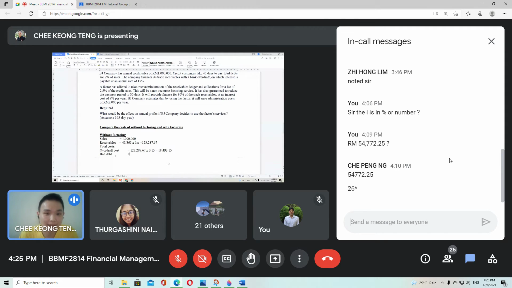And for the bad debt, because here it says if you are not using factoring, no one will bear the risk for you, so you need to pay yourself 2% of the sales. 2% of 1 million is 20,000. Okay, so this one is very simple, 20,000.